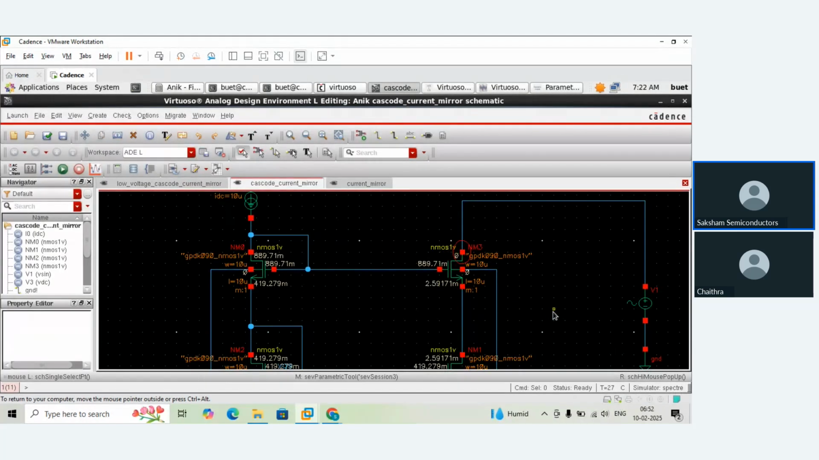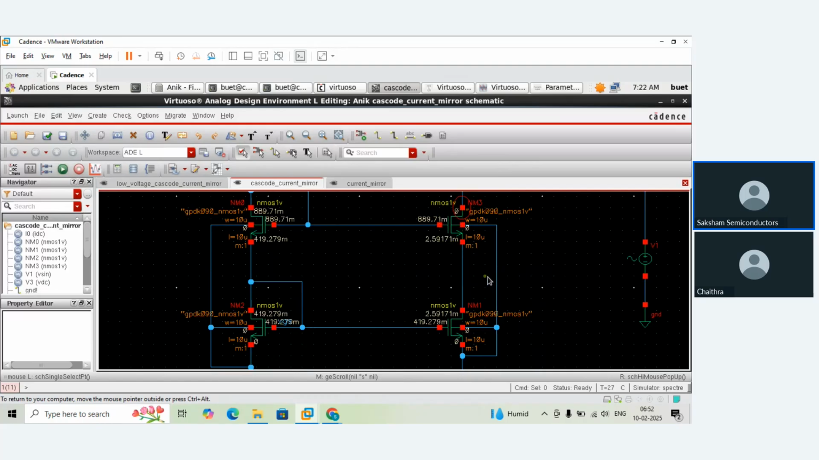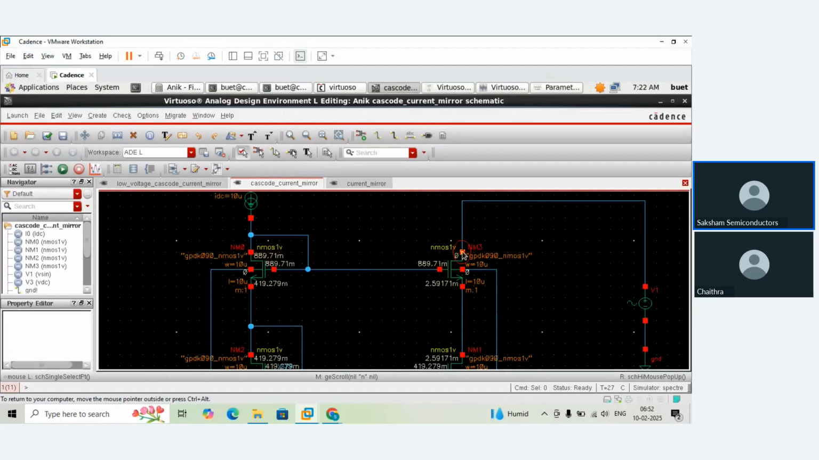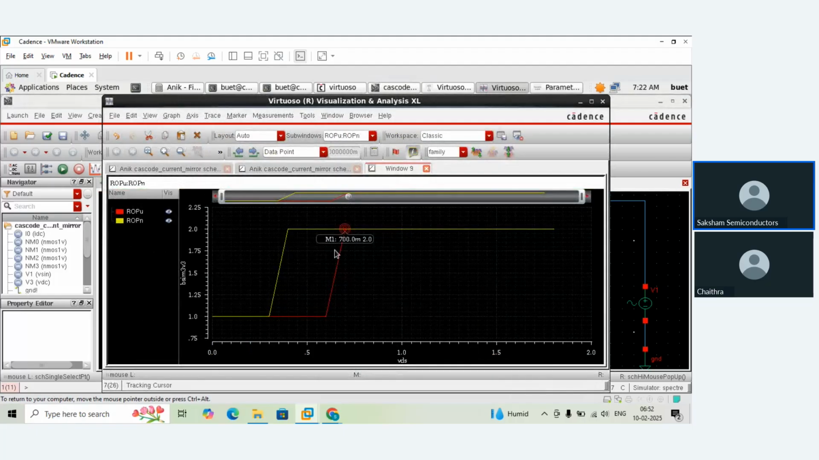So that means both my upper and below transistor would be entering into saturation region, and then only will I be able to see a constant current over here. So that means the minimum voltage at which this particular cascode current mirror is going to behave as a constant current source, or current mirroring action would be performed, would be at a value of 700 millivolts. So that is basically the thing. This is what we figured out from the cascode current mirror.